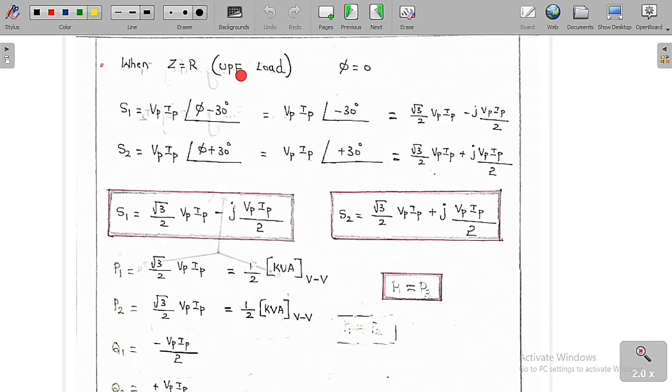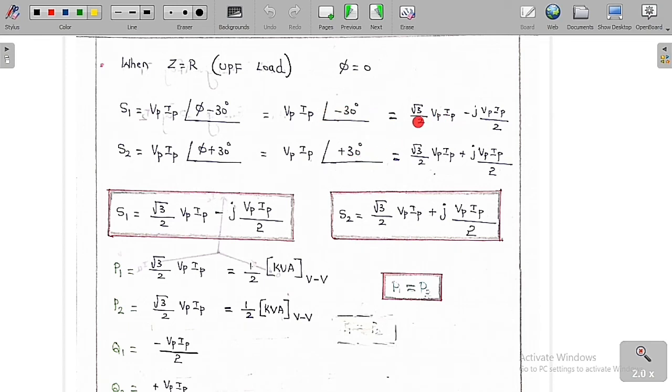Suppose Z is equal to R, a UPF load. What are we going to get? Suppose we connect a purely resistive load, what is going to happen now? Whenever Z is equal to R, a UPF load, the power factor angle of the load is equal to 0, because it is a UPF load. Then what is the value of S1? S1 is equal to, as I have just shown, VP IP at an angle of φ minus 30 degrees, and S2 is equal to VP IP at an angle of φ plus 30. Here φ is equal to 0. So substitute: VP IP at an angle of minus 30, VP IP at an angle of plus 30.